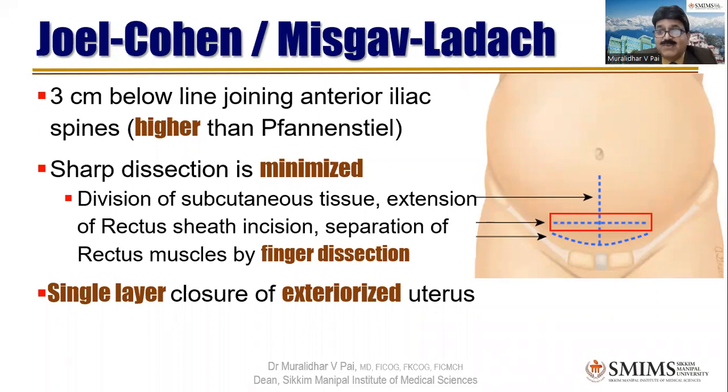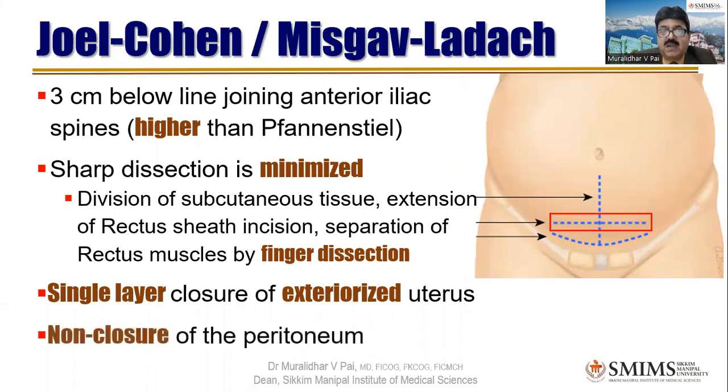I am going to talk about each and every one of them, whether single layer is better, double layer is better, exteriorization of the uterus is better, or internalization of the uterus is better. All those things I'm going to talk about, but Misgav Ladach is essentially a slightly higher transverse incision than Pfannenstiel, and then all blunt dissections and single layer closure in an exteriorized uterus. Then non-closure of the peritoneum.